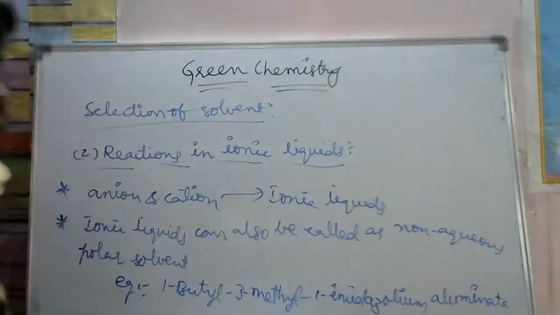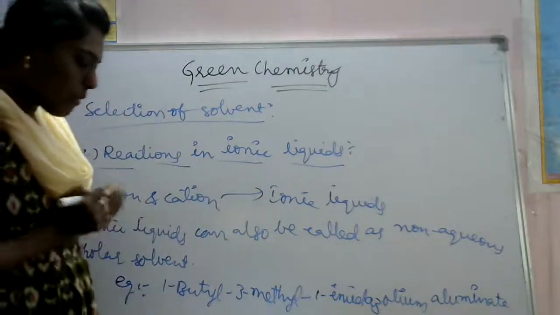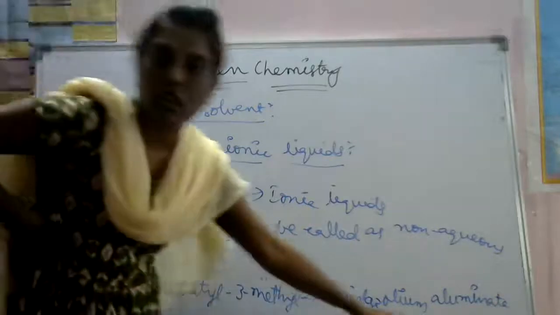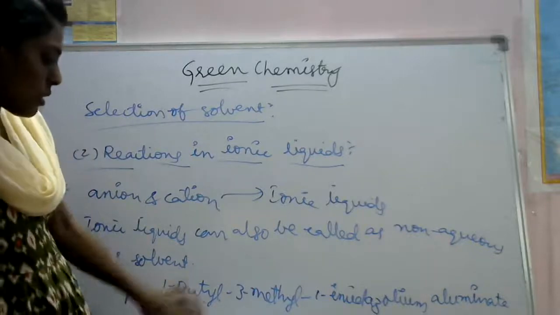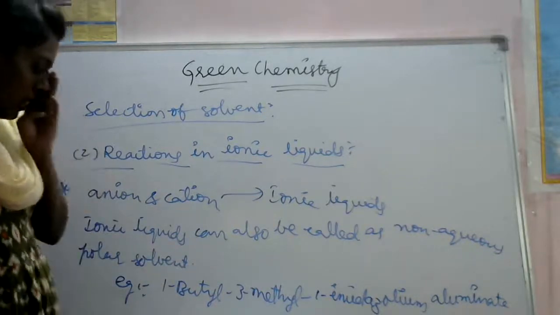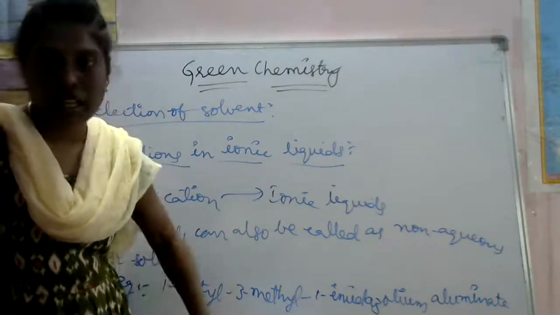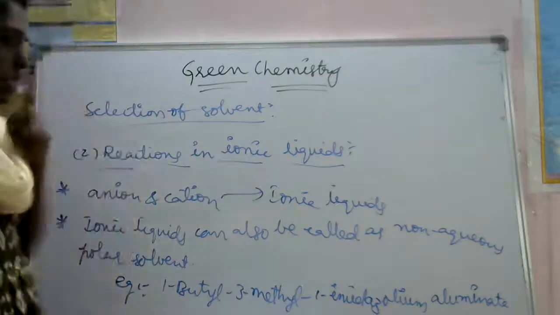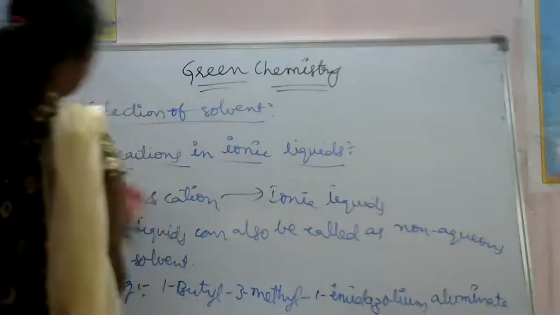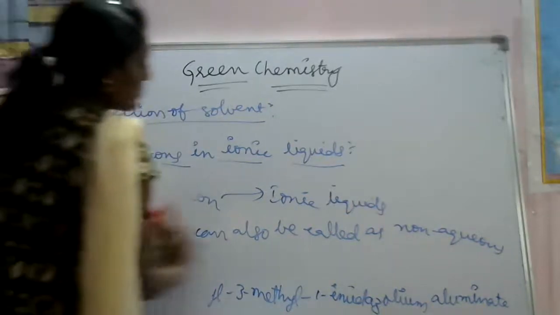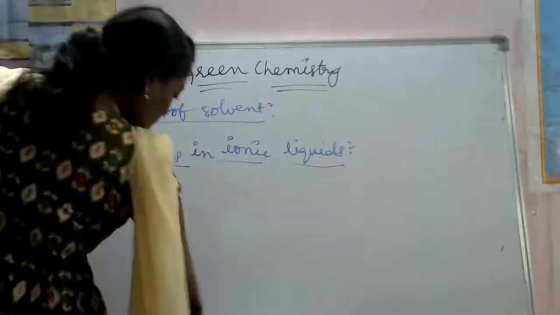Let's see the structure of this one. Here, three generations of ionic salts are there. Let's see them one by one. We are using these ionic liquids, and they have developed three types. Let's see the first generation of this one.